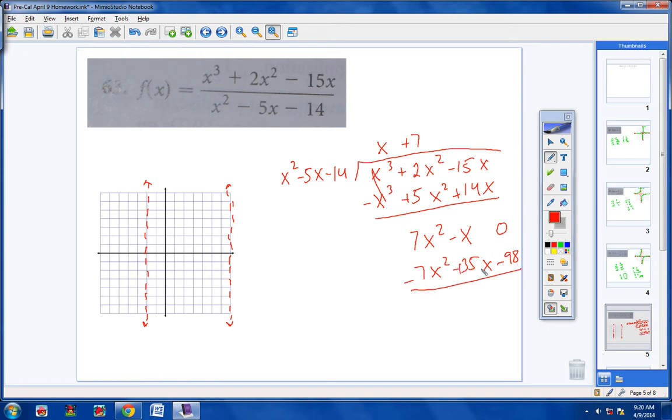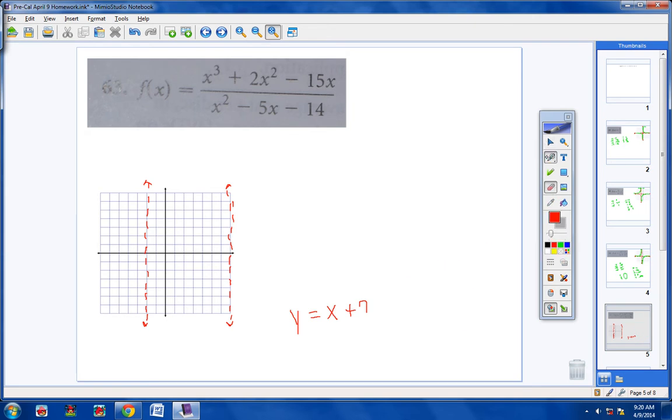When you change your signs and add, you're going to get 34x. You can't divide any further. There's no way an x squared goes into an x, so we don't care about the remainder. All that we care about is this. So remember, you take your quotient and you set it equal to y. So there's your slant asymptote, y equals x plus 7. Now what we have to do is plot points and graph that slant asymptote. Let's do that very quickly here. Let's put in a 0, a 1, and a 2.